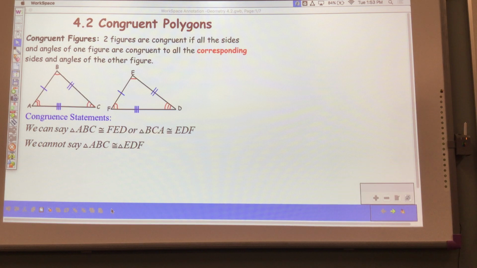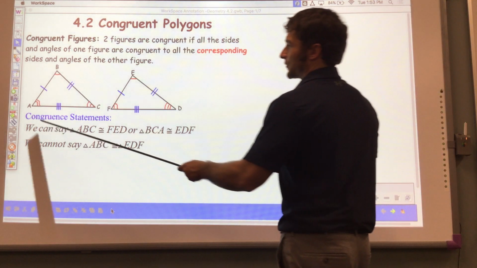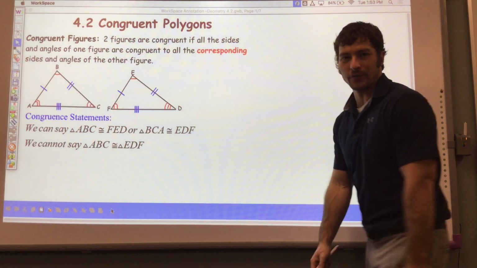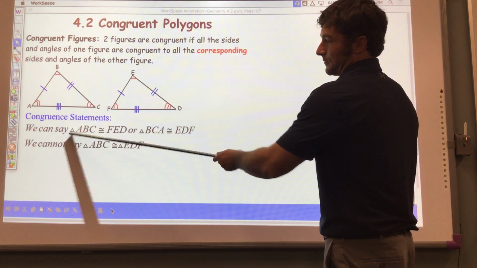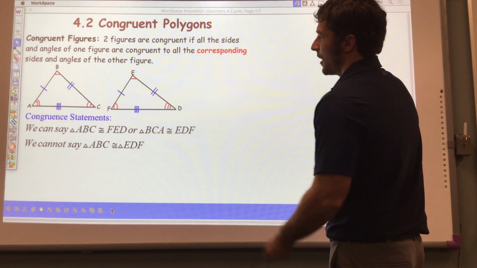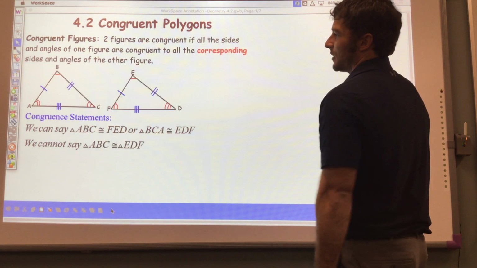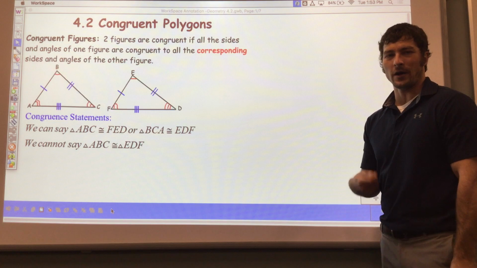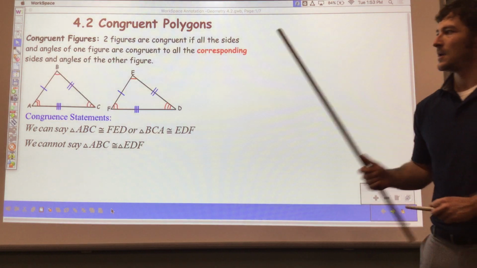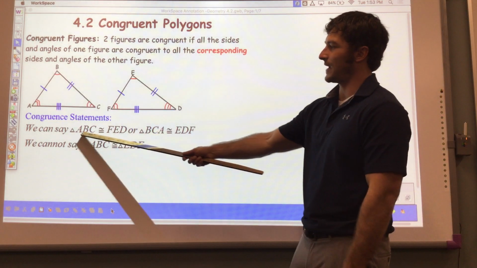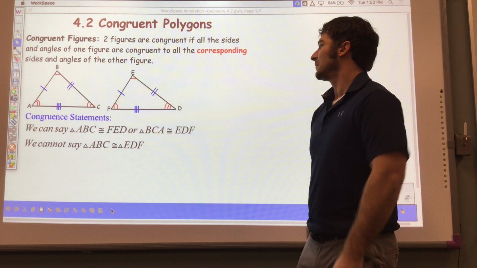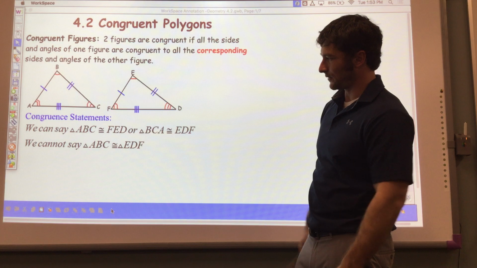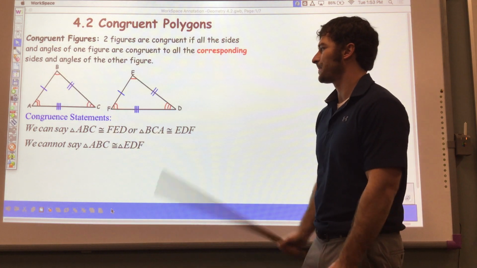Next we have what are called congruent statements. So to say you have congruent triangles, we're going to use the triangle symbol, which is a triangle, and then we use the letters. Now, it does matter what order you put these letters in. So, for instance, you can say triangle ABC is congruent to triangle FED. Apparently it didn't let me put my other triangle symbol there, but there should be a triangle symbol there.